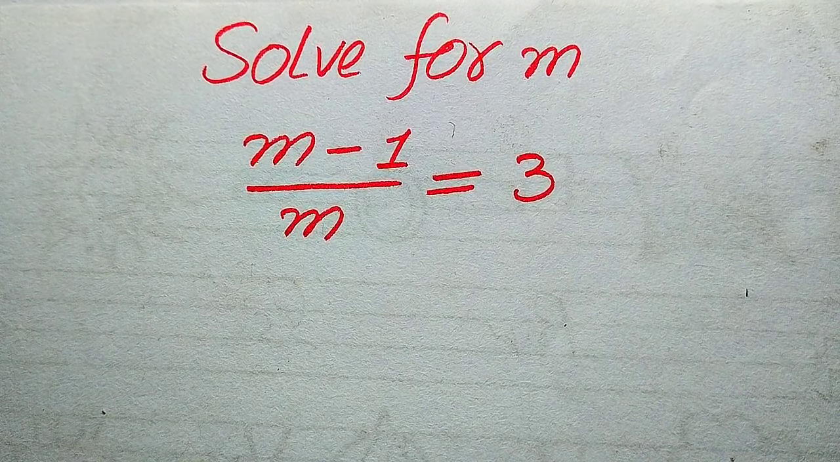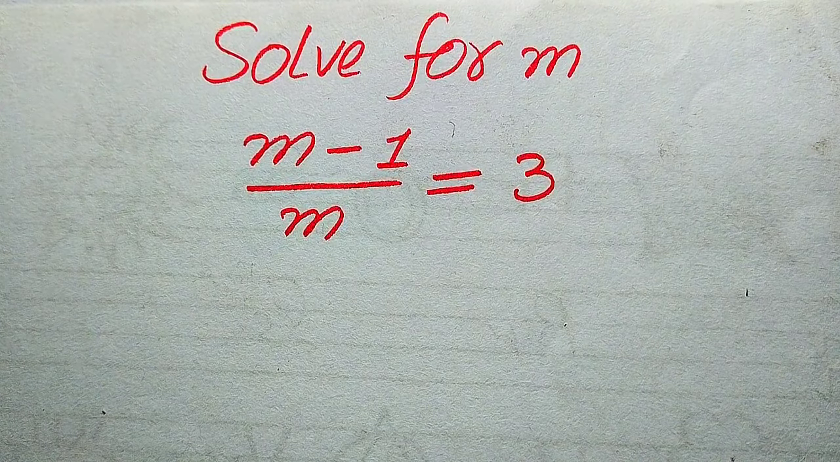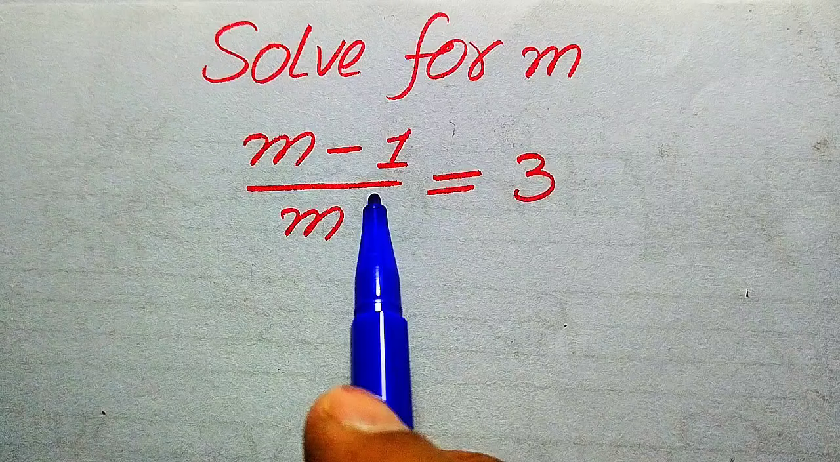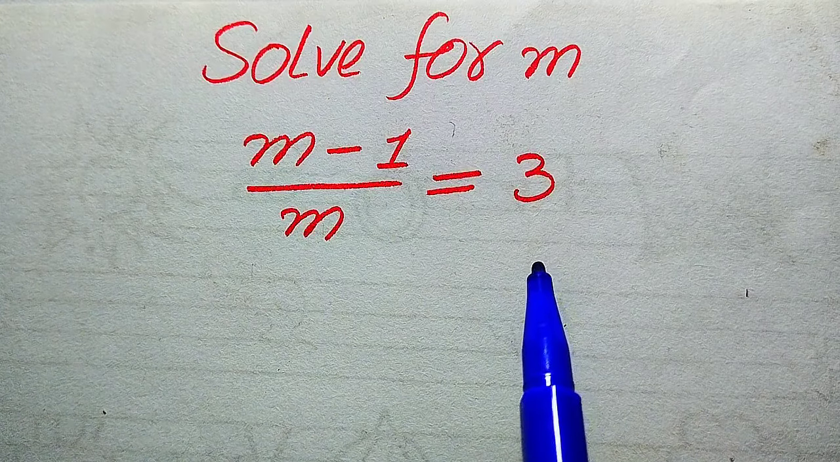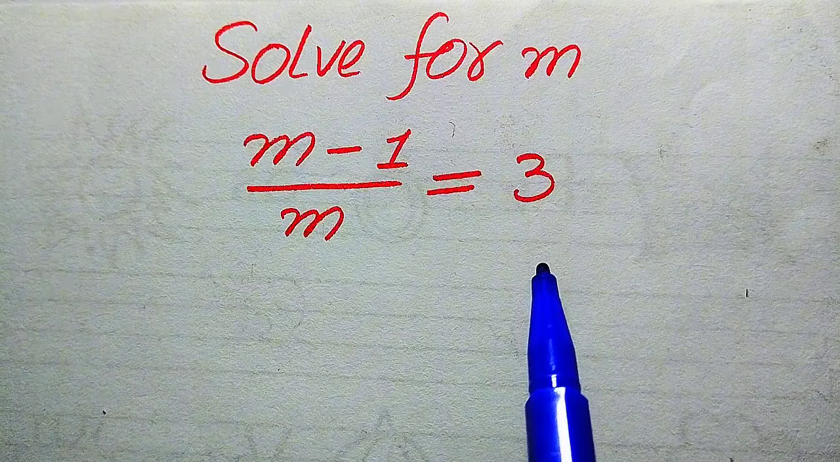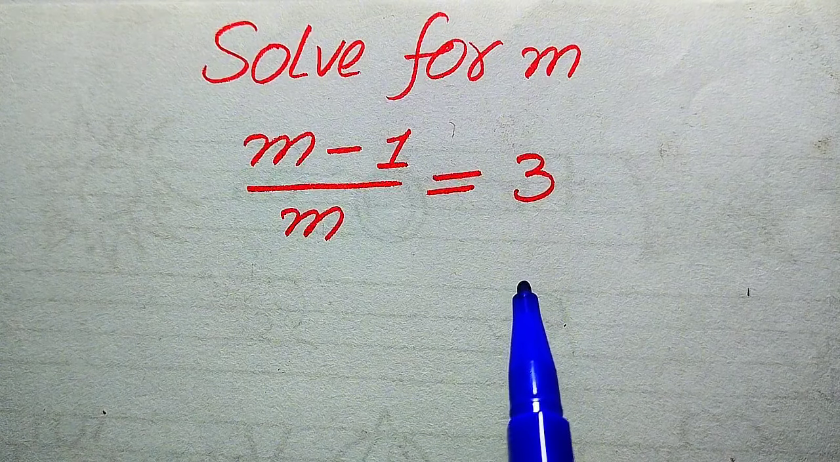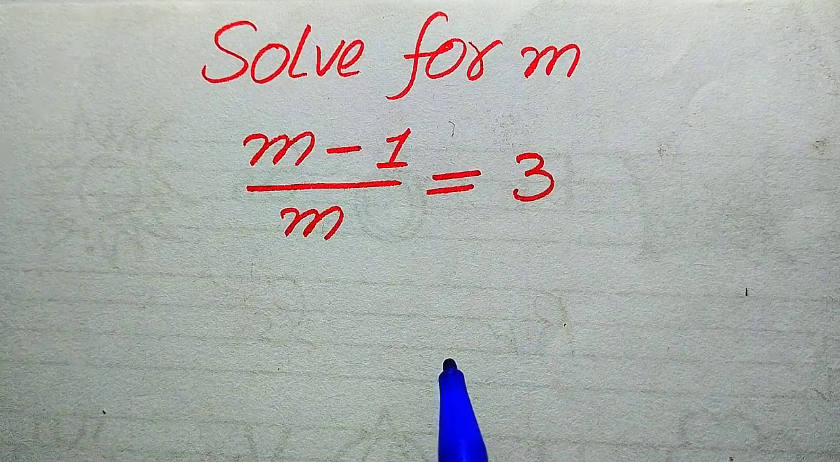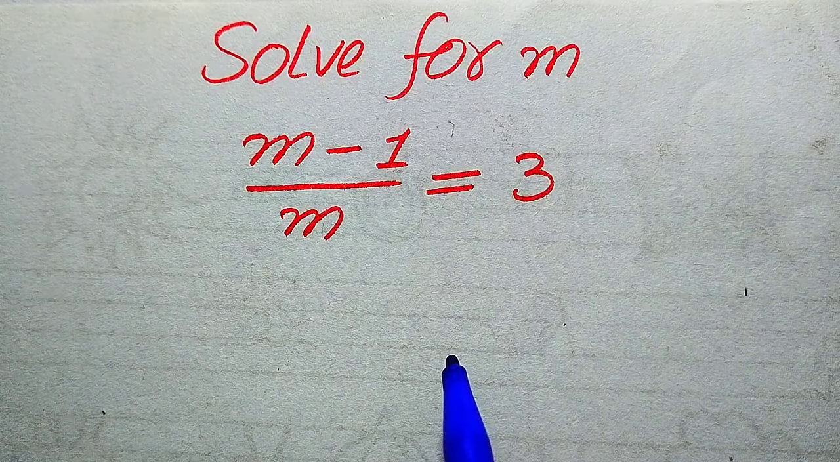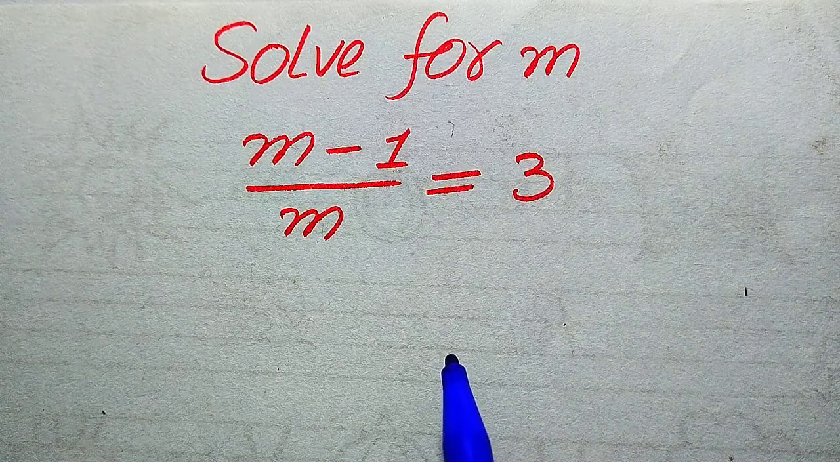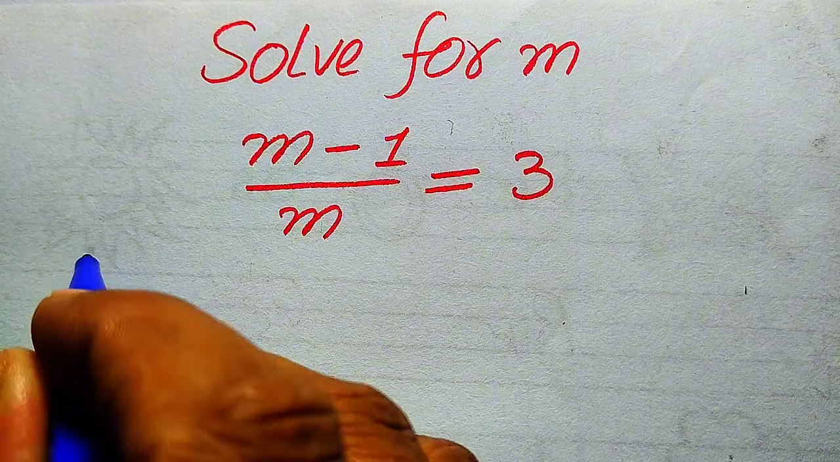Hello everyone, how to solve this problem for the values of m if we have (m minus 1) divided by m equals 3, and we solve this problem for all the values of m. So here we need to find all the roots of this equation, and at the last we will verify which of the roots are solutions and which of the roots are extraneous roots. Further, we solve this problem by two methods.